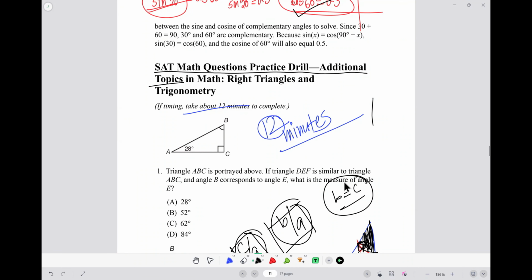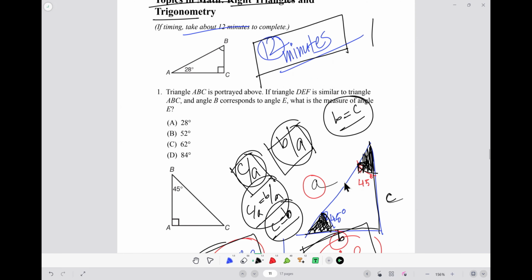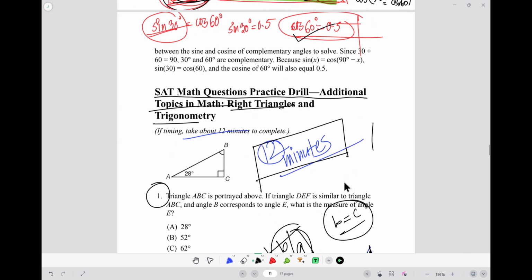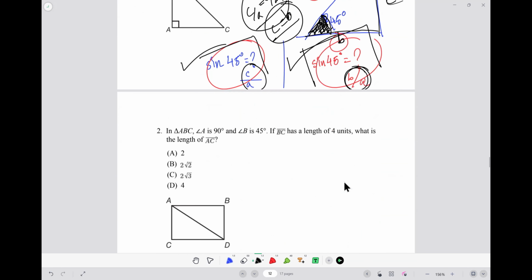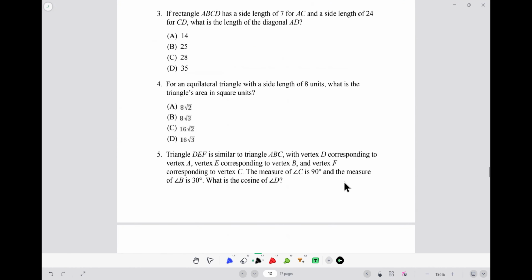So we just need to do some math problems. Additional topics in math, right triangles and trigonometry. This is going to be 12 minutes, real-life set problems, 12 minutes. This is going to be your homework, okay? You just need to do all of the problems.